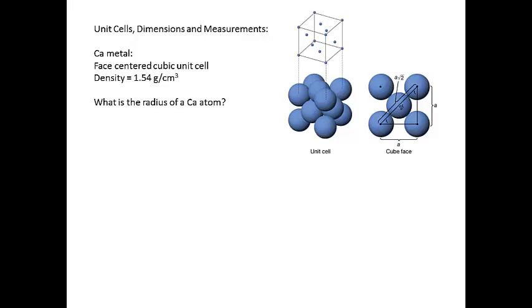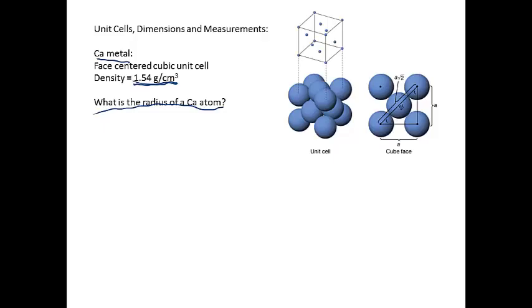So let's look at an example of this. Calcium metal has a density of 1.54 grams per centimeter cubed. It has a face-centered cubic unit cell, and we want to know what's the radius of a calcium atom from that. Well, here's the plan.